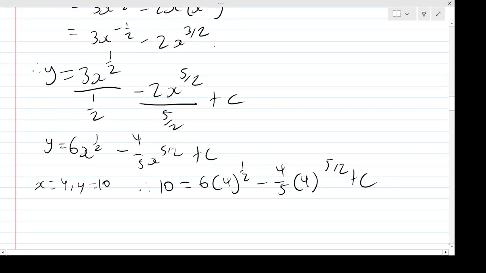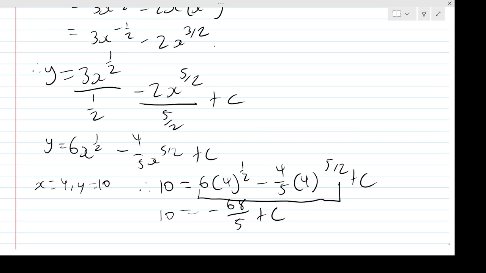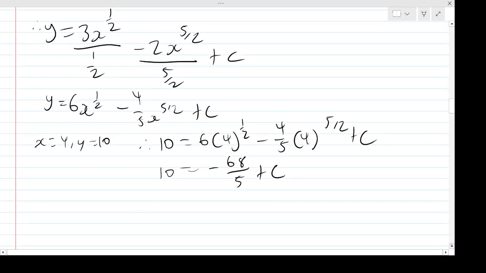Okay, now I can just simplify some stuff. So 10 equals, if I do that in a calculator, I get minus 68 over 5 add c. Okay, so all this boils down to minus 68 over 5. Then to find c, I can just add 68 over 5 to both sides. So c is 10 add 68 over 5.